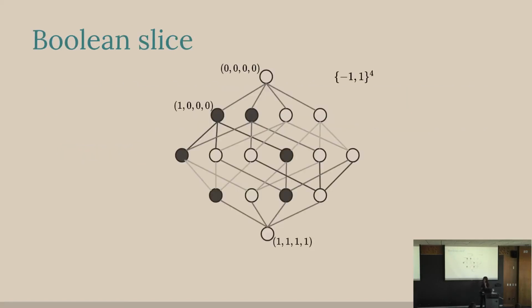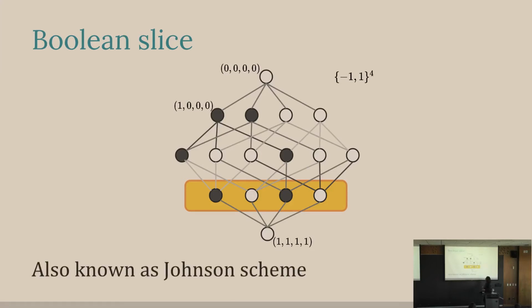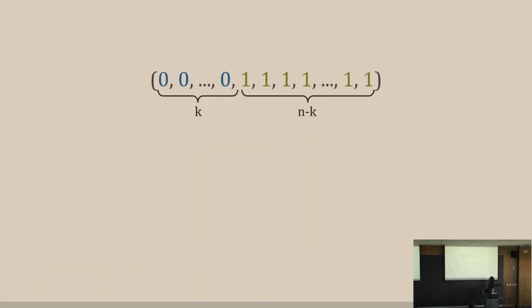And yeah, one of the closest non-product domains to what we've seen so far is a slice of the Boolean cube. That's what it sounds like. We take one level of the Boolean cube that has a certain Hamming weight, and we call that a slice. This has other names in the literature, such as the Johnson scheme. I like to think about the elements of the slice as strings of length n with a fixed number of zeros and ones.